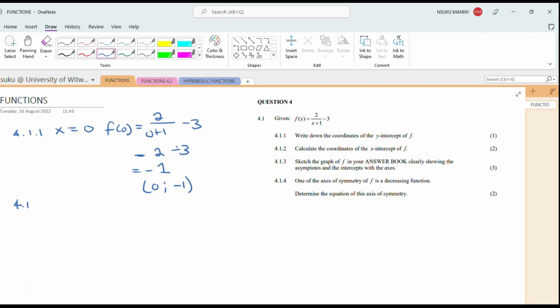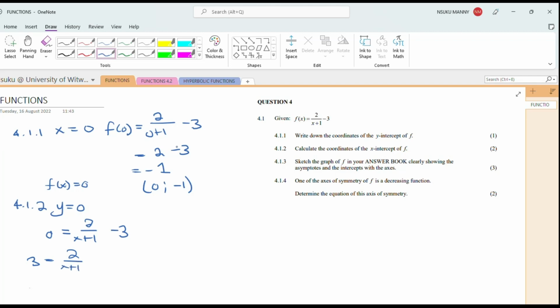So 4.1.2 says calculate the x-intercept. For the x-intercept of f of x, we need to make y equal to 0, or in this case, f of x has to be equal to 0. So now we substitute f of x as 0, and we have 0 equals 2 over x plus 1 minus 3. Obviously we take 3 to the other side. We have 3 is equal to 2 over x plus 1.